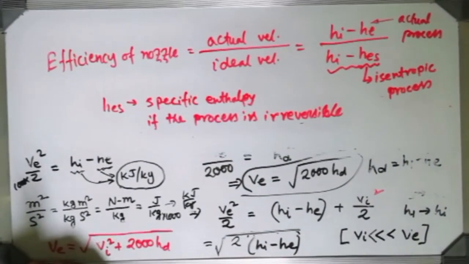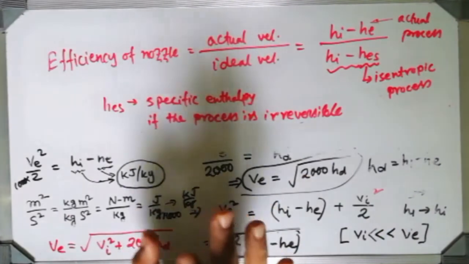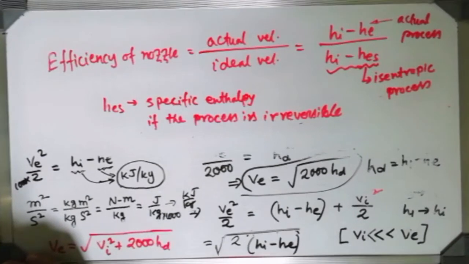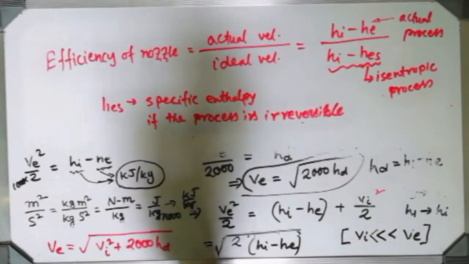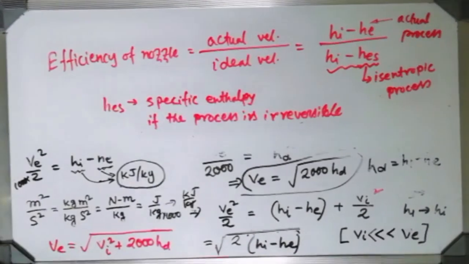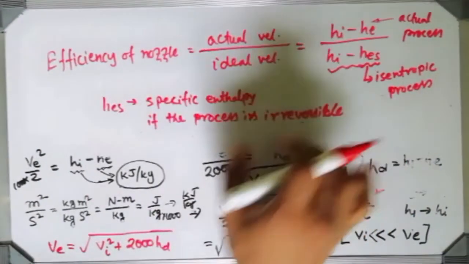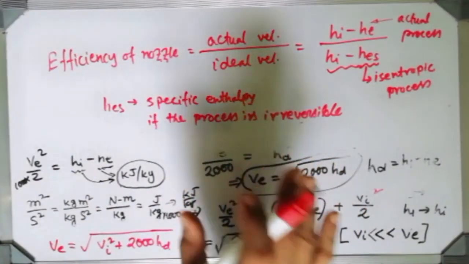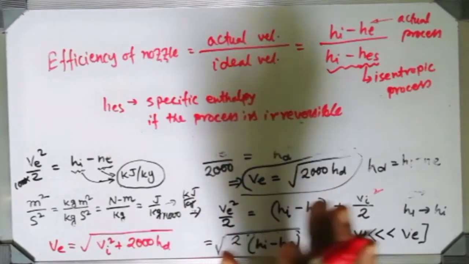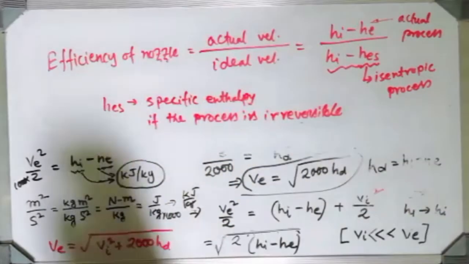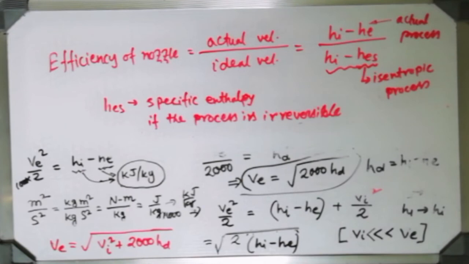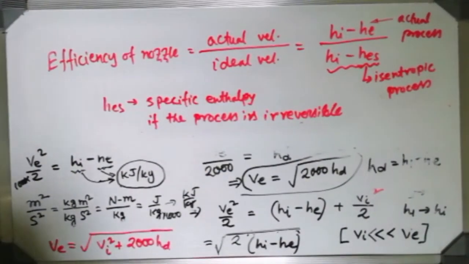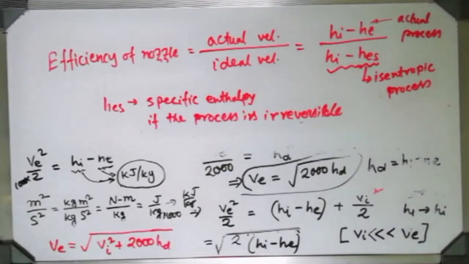Obviously some data will be given that this amount of heat drop is there, or it should be mentioned that ideal process and actual process. So it is the actual process. Okay, and HE I am not writing. HE is the specific enthalpy if the process is a reversible one, that is an isentropic one. Okay, now that kind of relation can be used to find out the efficiency of the nozzle.